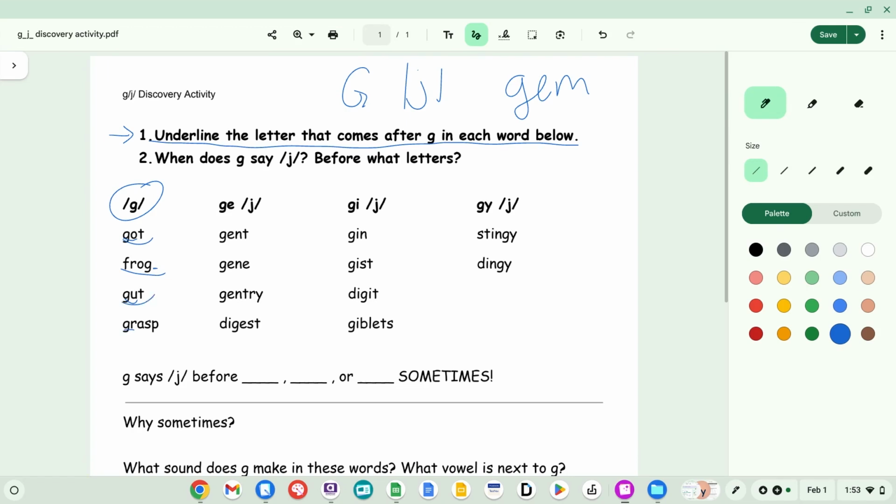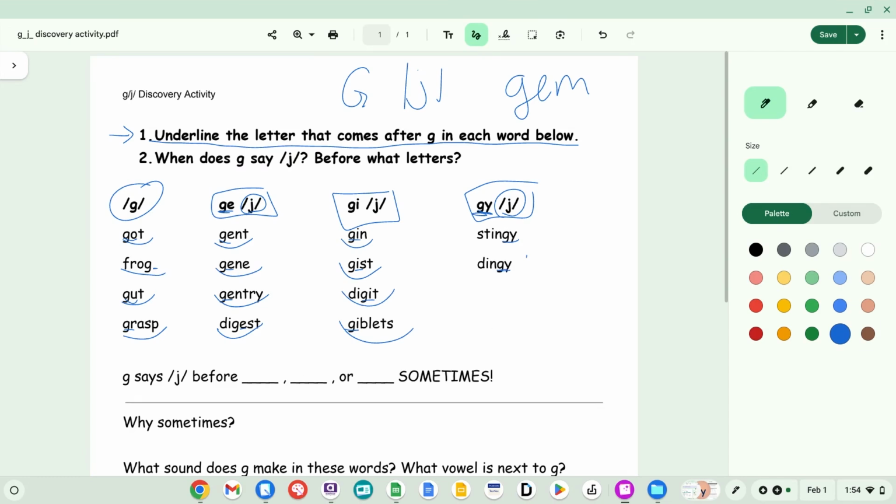G-U, gut. G-R, grasp. In this column, when I see G-E, it says J: J, gent, J, gene, J, gentry, J, digest. G-I says J, like J, gin, J, gist, J, digit, J, giblets. And in this last column, when I see G-Y, it also says J, like in stingy or dingy here.